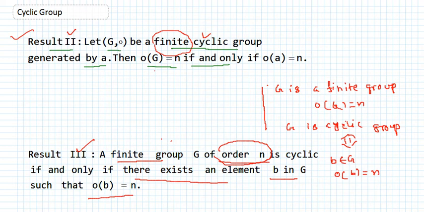In the above result it is given that G is generated by the element A. Here nothing is said about that; it only says that the order of G is n, and if G is cyclic, that means G will be generated by some element. That element is not provided here, but it says that we will definitely find an element B whose order will be equal to n. And not only that, if we find an element B whose order is the same as the order of the group, then G is definitely a finite cyclic group.